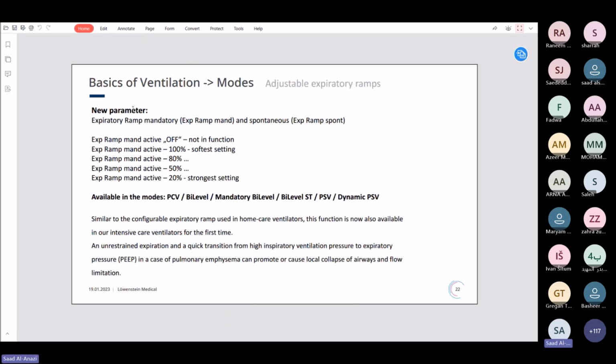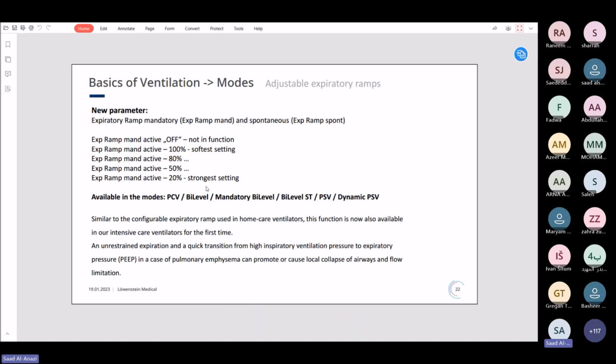Also, for the new features, we have new parameters. We have the option of expiratory ramp mandatory. As you know, the expiratory ramp mandatory can be chosen as active, on or off, or by percentage, how much you need the expiratory ramp. Active at 100% means it's very soft for the expiratory phase, or you can make it very strong, with the expiratory ramp at 20% of the expiratory time.